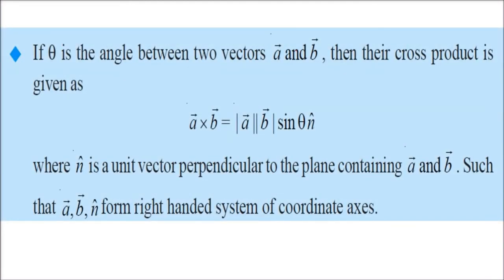If theta is the angle between two vectors A and B, what is the cross product? A cross B is magnitude of A, magnitude of B, sine theta, and there will be n cap also. This n cap is the unit vector which is perpendicular to the plane containing A and B. So A, B and the n vector form a right-handed system of coordinate axes.